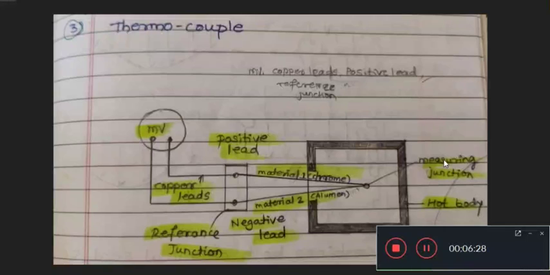The hot body whose temperature is to be found is made to touch the measuring junction as shown in the figure. Thus the temperature is applied to the measuring junction as shown in the figure itself. It can be explained as below.